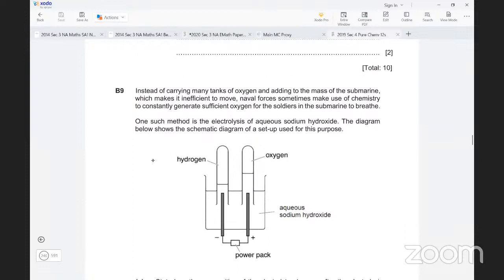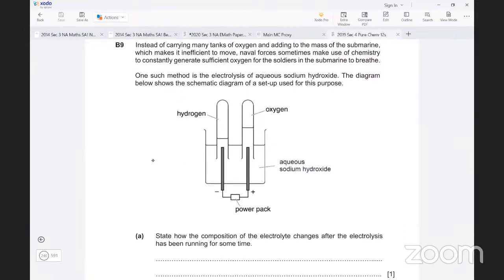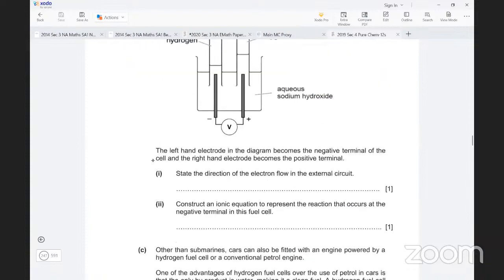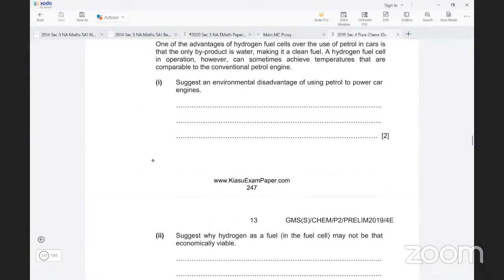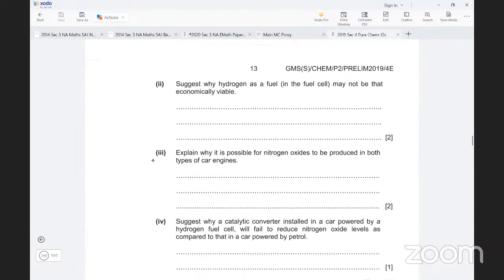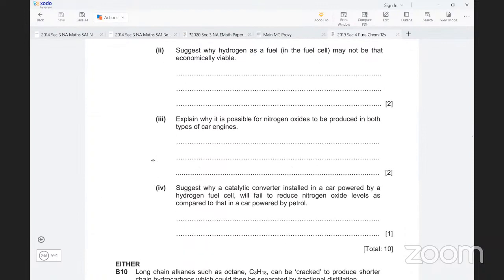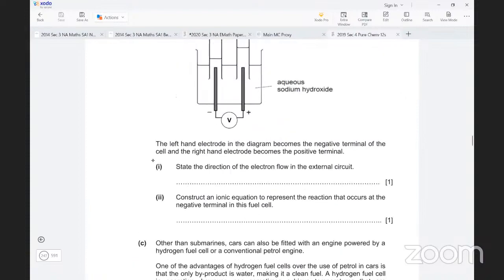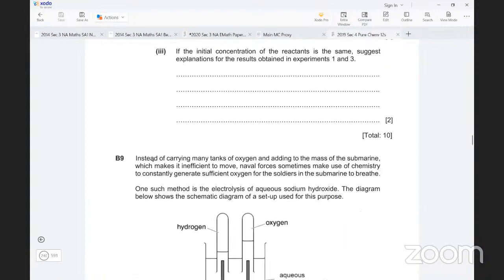B9. Where's your B9? Suddenly this is electrolysis. Okay, I have to do this, so I'll do it. And then suddenly he talks about catalytic converter. Don't ask me why. He mixes electrolysis with some sort of solution question. Their favorite. Can 10 marks, no? Can I read the question? Yeah, there you go.